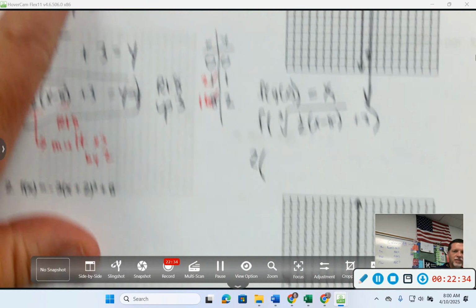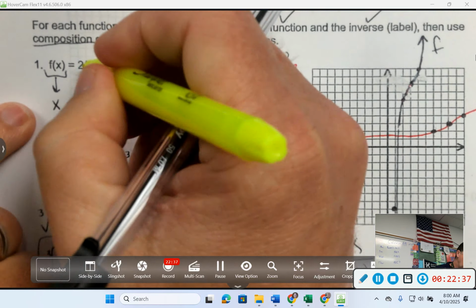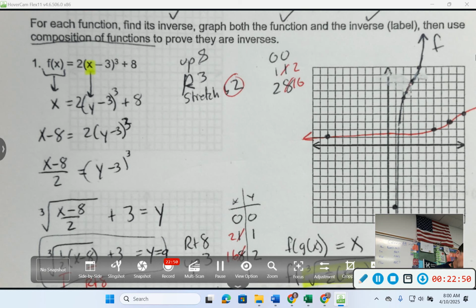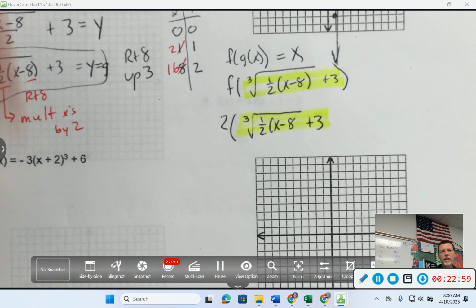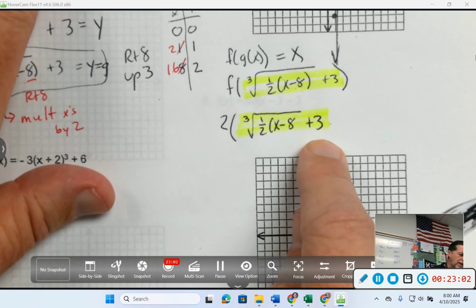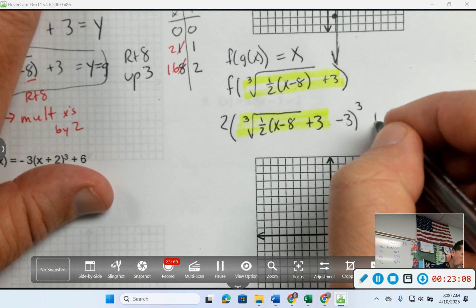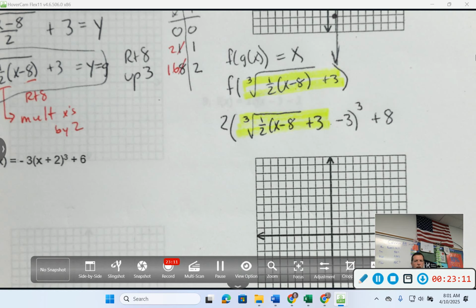Okay, so in place of that x up here goes all of this stuff: cube root of 1/2 x minus 8, plus 3. I'm looking at the original function, I plug that in for x, and then there's a minus 3 and a cubed and a plus 8. So that looks terrible, but see what happens.